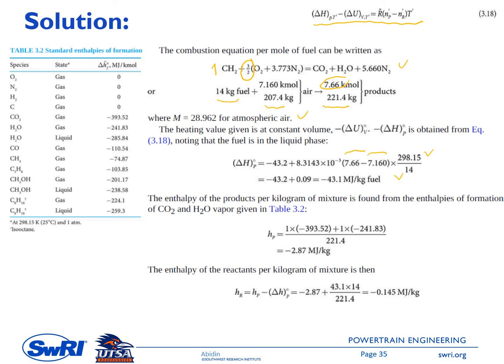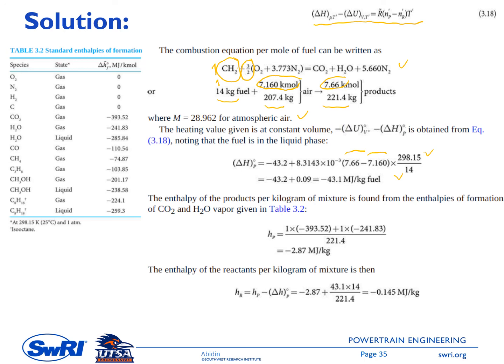So why don't we include the mole number of kerosene? You can see in here that the mole number of reactant is only 7.16. This is coming from the mole number of air. Why don't we include this one? This is because this kerosene is in liquid phase.